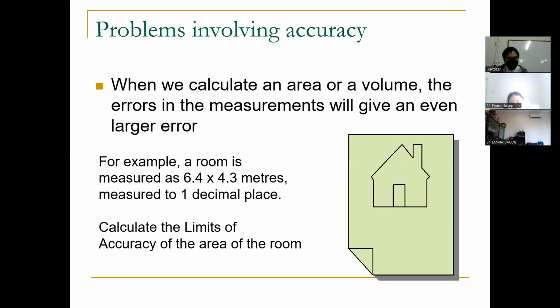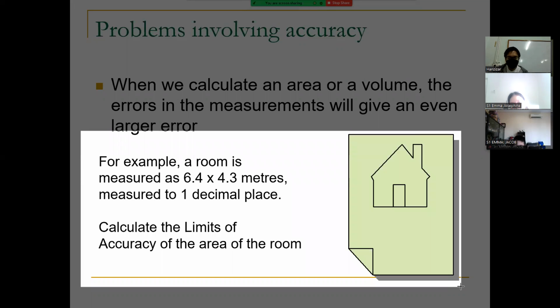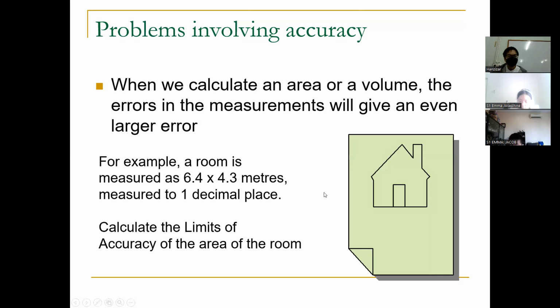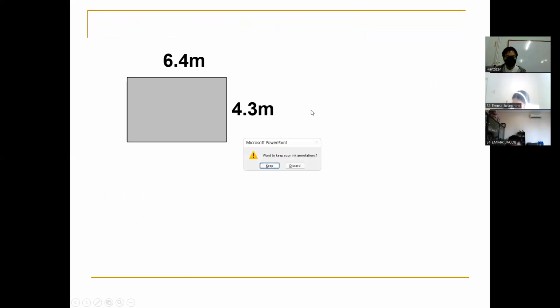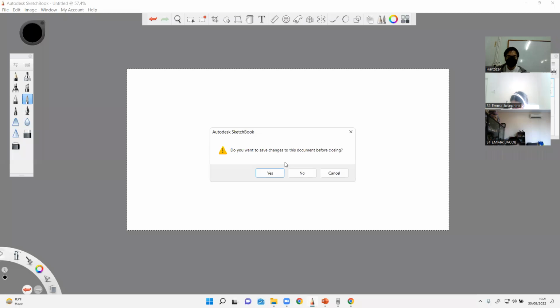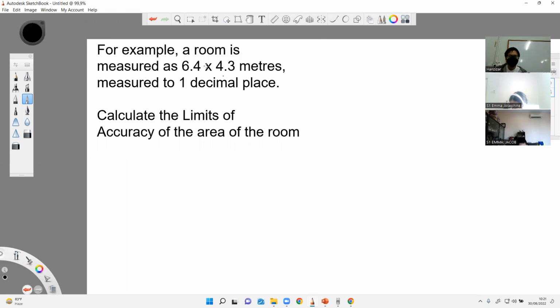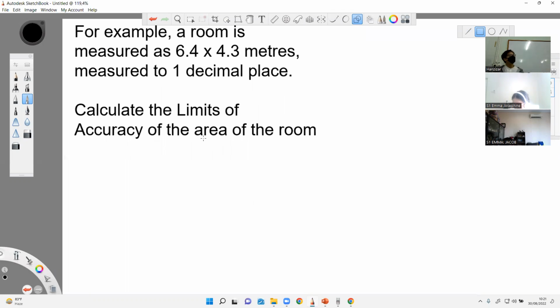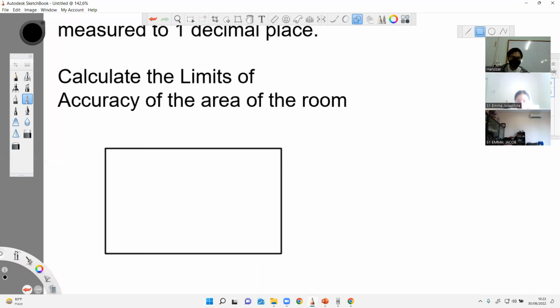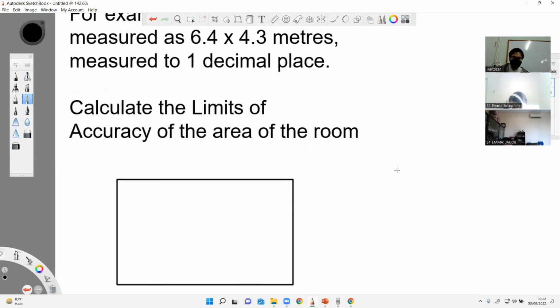Next. For example, a room is measured as 6.4 times 4.3 meter, measured to 1 decimal place. Okay, I will give you the explanation right now using this. Please pay attention. A room. What is the size of the room then? 6.4 and 4.3, right? What is the shape of the room? Any guessing? Rectangle, of course, right? No, no such thing as a square. A square has to be the same, right? So write down this, not to scale. So this will be 6.4. The length is 6.4 meter, and the width or the breadth is 4.3 meter.